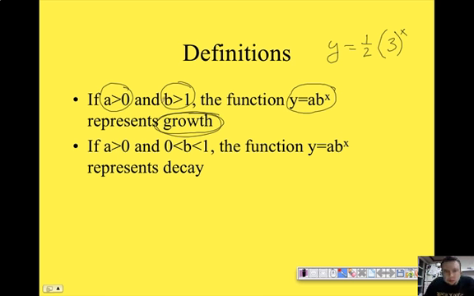Why? Well, just because a is greater than 0 and b is greater than 1. There you go. It has to be a growth. It's going to look like this. It might be steep, might be little, whatever, but it's going up from left to right.